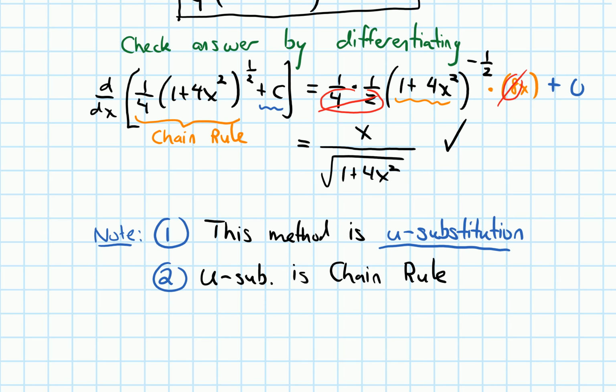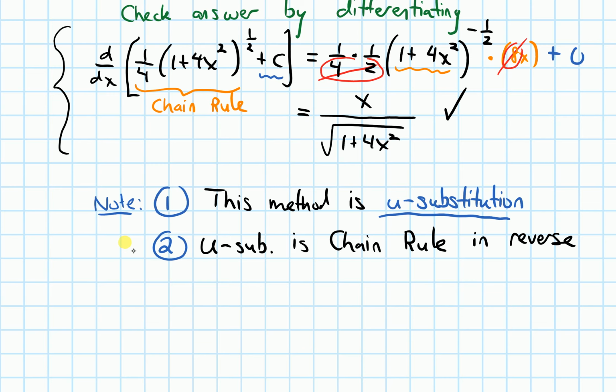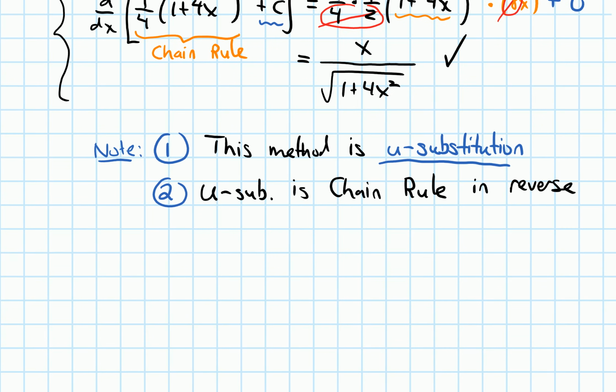And the second note is that U-Substitution is actually the chain rule, which is for derivatives, the chain rule in reverse. And we saw that sort of happening when we checked our answer by doing the derivative. We noticed that chain rule was showing up. Okay, so I'm going to use that idea that U-substitution, this method that we just used, is the chain rule in reverse to get the general formula for U-substitution.